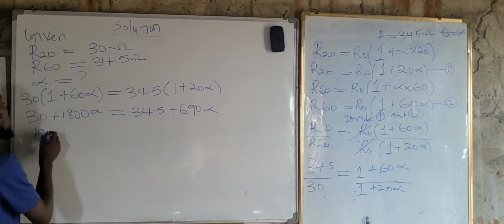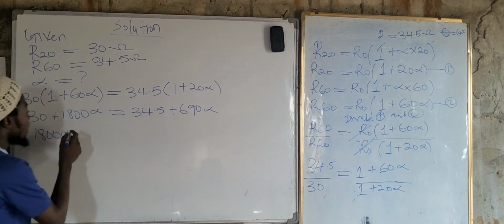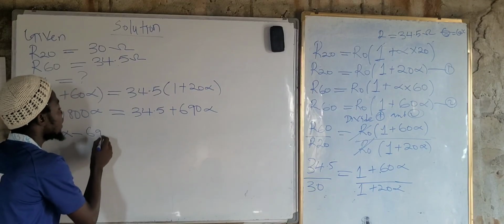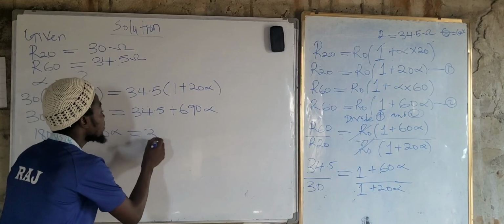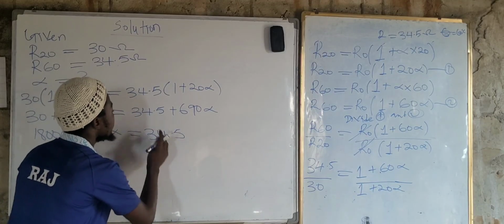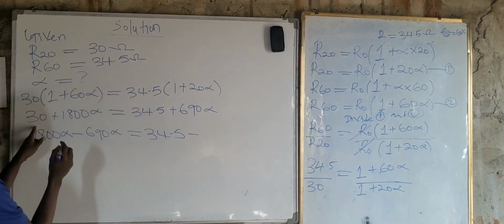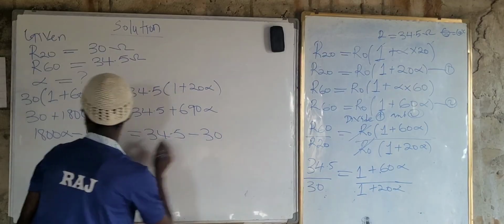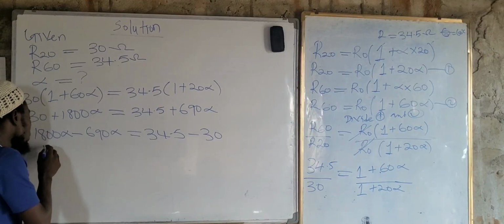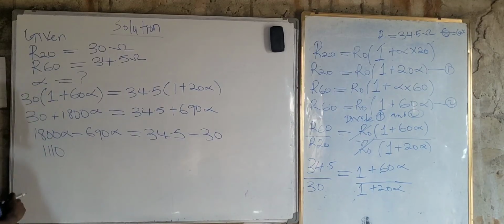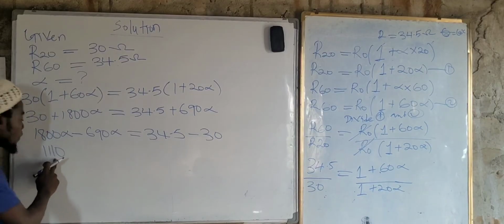We say 1800 alpha. This one coming over here becomes what? Negative, right? Minus 690 alpha again, equal over here. What do we have here? A constant, 34.5, minus next one we have here again, minus 30. So when you subtract, what do you have? 1,110. 1110, right? Good.